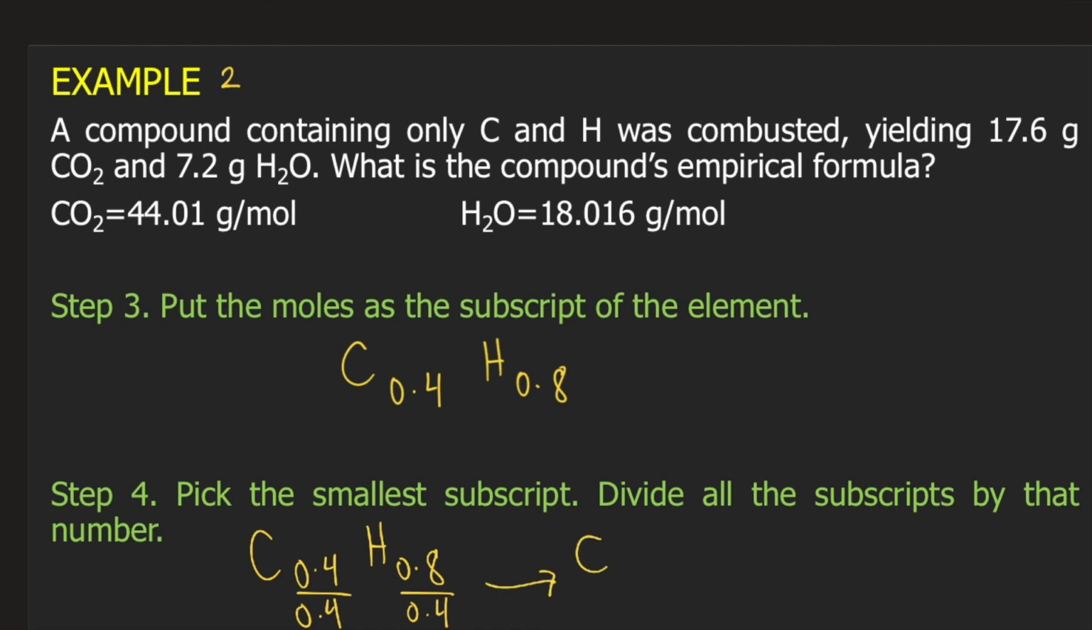So for carbon, 0.4 divided by 0.4 is 1. For hydrogen, 0.8 divided by 0.4 is 2. So again, whenever the subscript is 1, you drop the subscript, and this simply becomes CH2. So the empirical formula and the answer to example 2 is CH2.